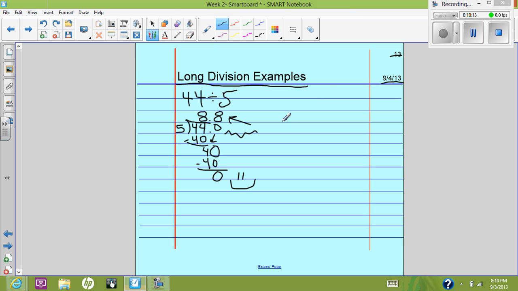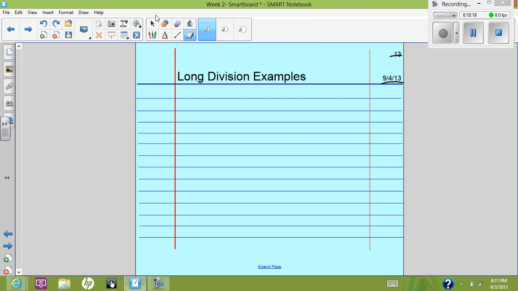All right, let's go ahead and try another problem. You can do this on page 13 as well. Let's make it a little bit more challenging.